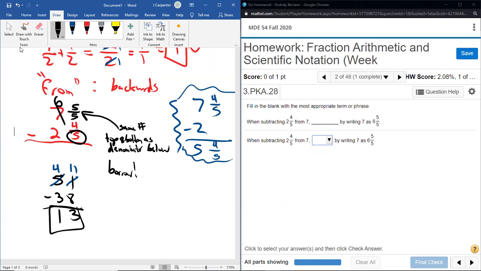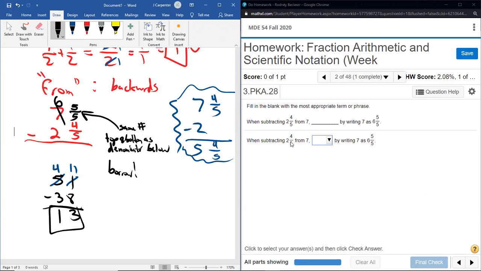Why do we want these to be the same number as the denominator? Because then you have an LCD. You have matching denominators, which means you can just combine the tops. I want that 5 uncircled. There we go. So that's why we make that a 5/5. So we turn the 7 into 6 5/5.